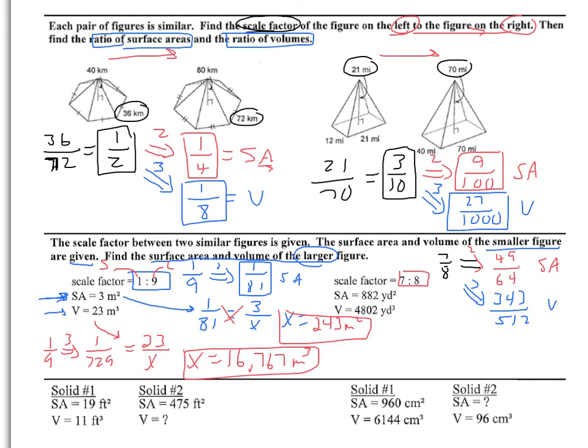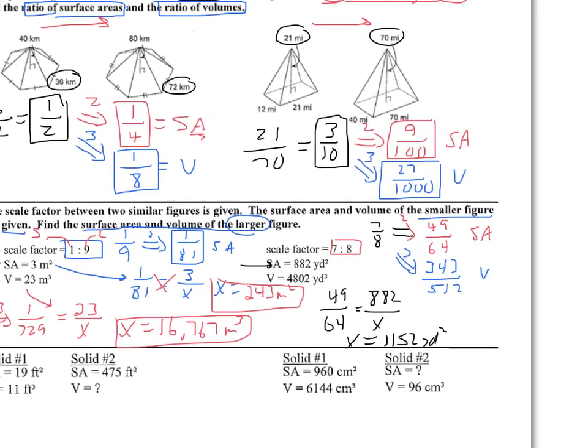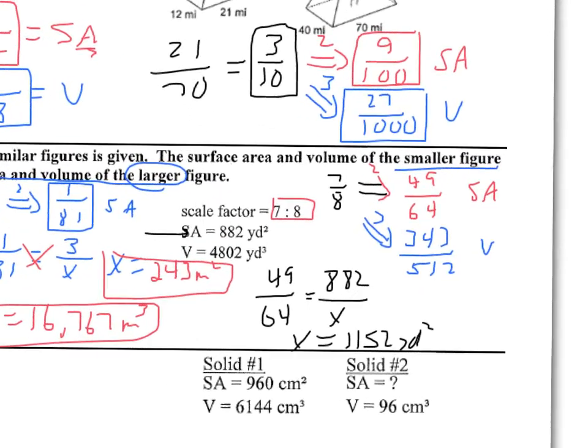And I have my information now. So if I want to find out surface area of the larger shape, I take the ratio of areas, which is 49 over 64, and I put 882 on top because that's the smaller shape, and after we cross multiply, we get x equal to 1,152 yards squared. All right, so we finish it.